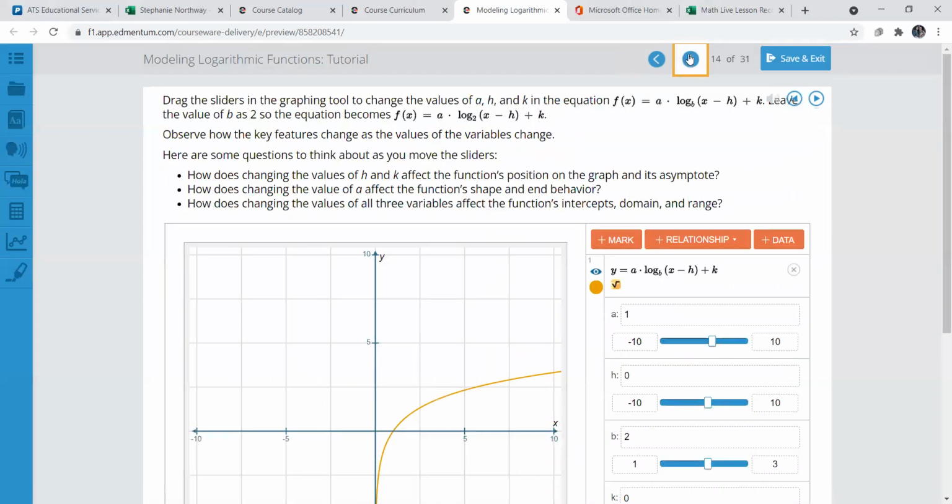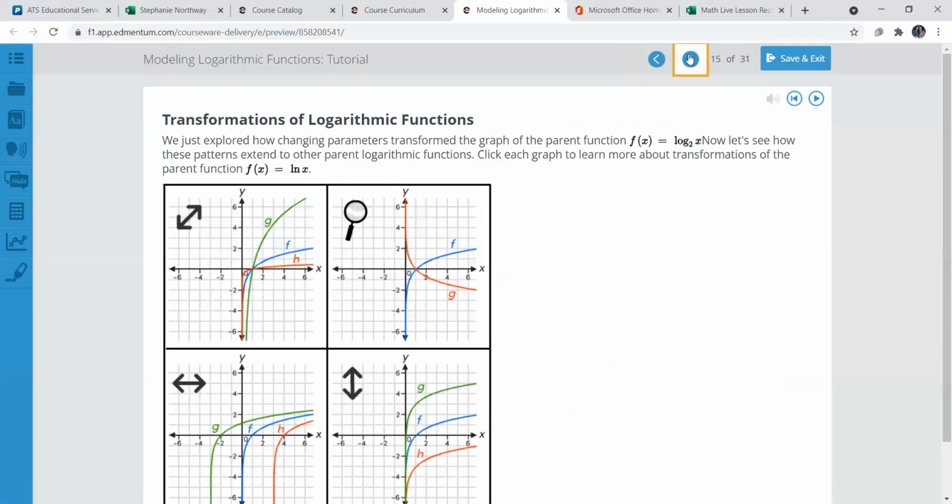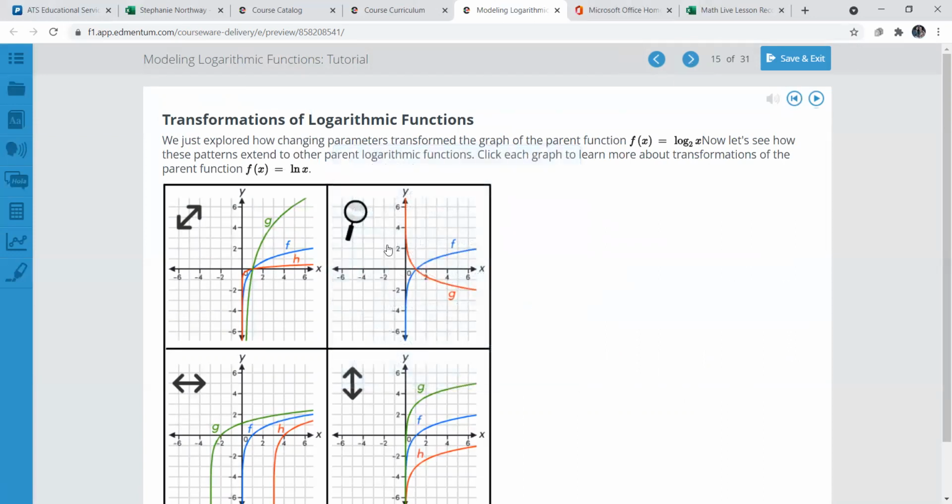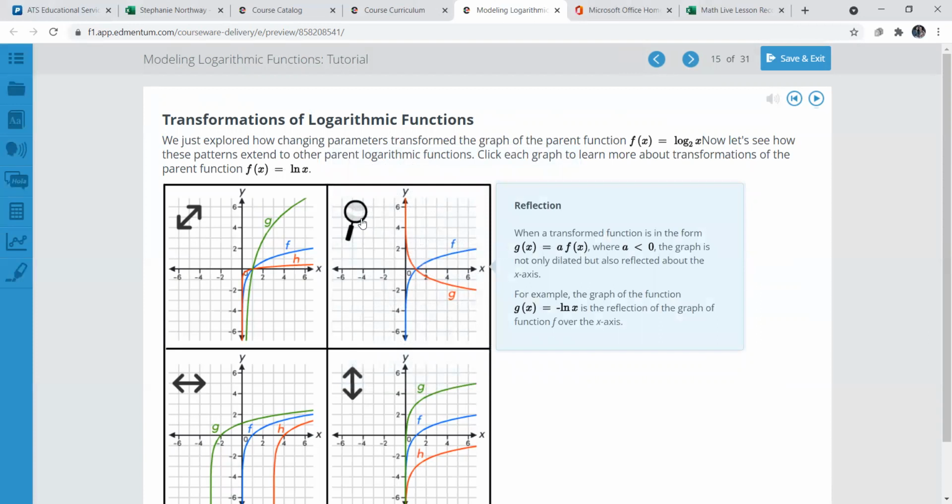Question, I'll let you do this question on your own. This just shows a better example of transformations. It gives you an idea and tells you what happens when it's a vertical dilation, and how it is stretched. This is what happens when it is a reflection. So a reflection is kind of flipping over to the opposite side.